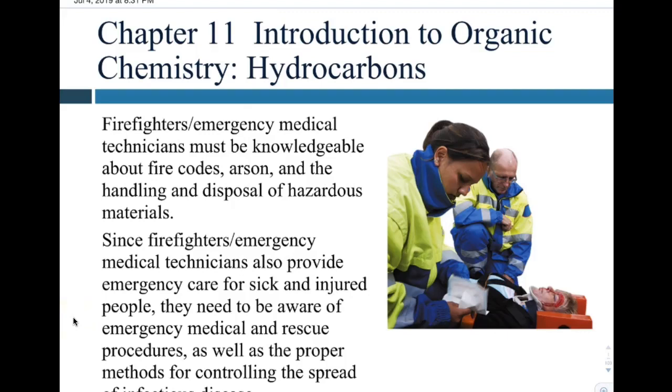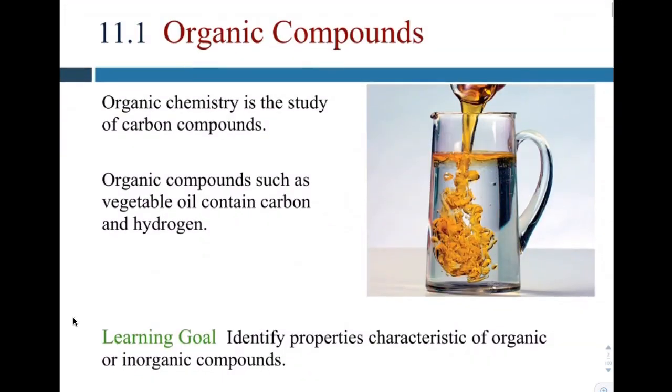All right, this is chapter 11. It is our first chapter of organic chemistry, and we're going to talk all about hydrocarbons. So hydrocarbons are compounds that have hydrogen and carbon in them. And so organic compounds, as an introduction, are carbon and hydrogen containing compounds. So if you do not have carbon and hydrogen, you're not considered an organic compound.